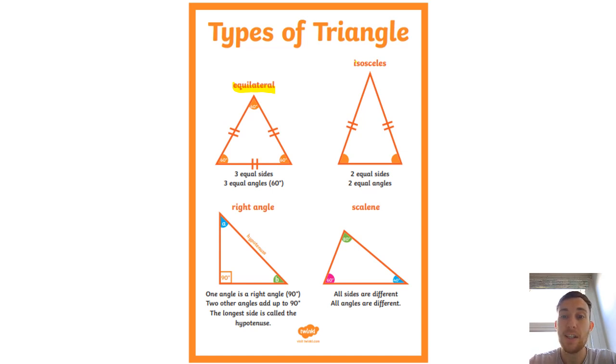The second is an isosceles triangle, which means that it still has 3 sides, it's still a triangle, but 2 of the sides are the same and 2 angles are the same, as we can see from the image.